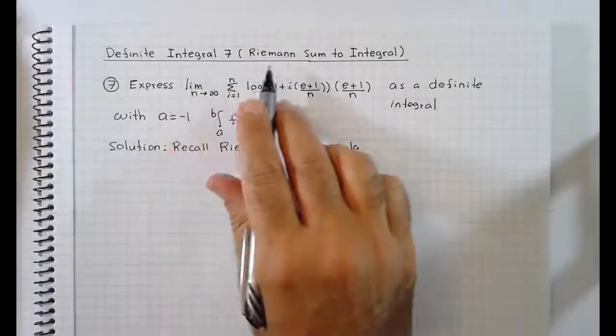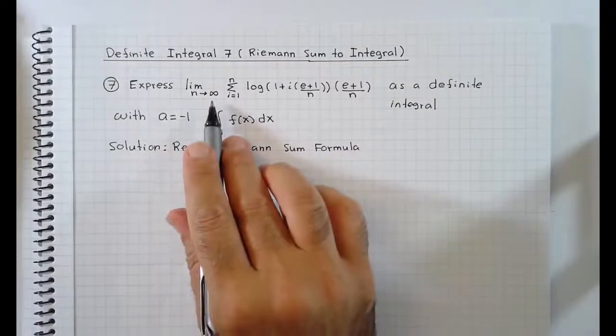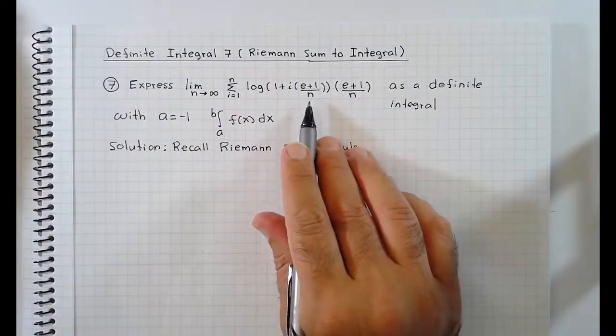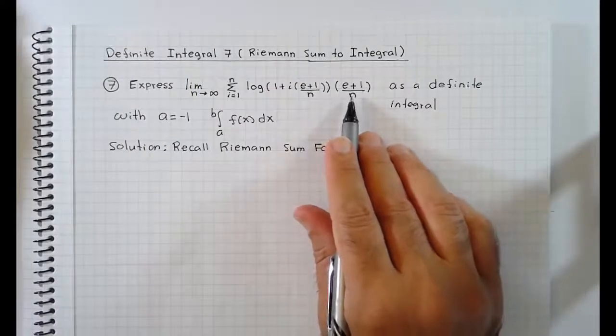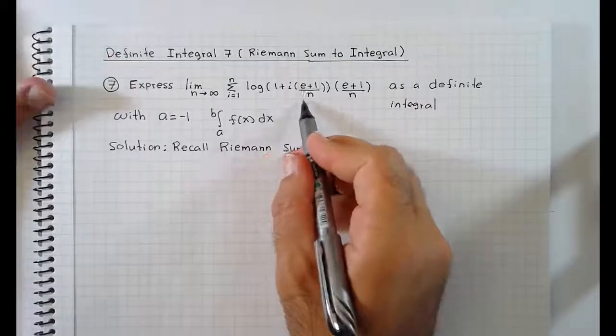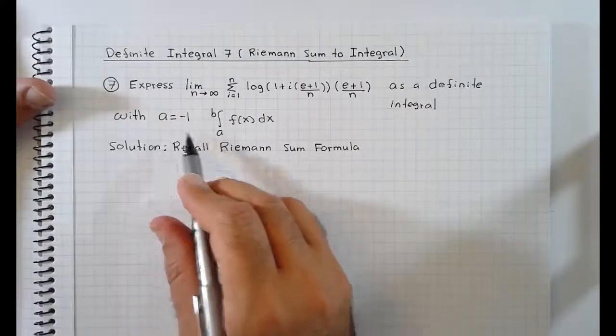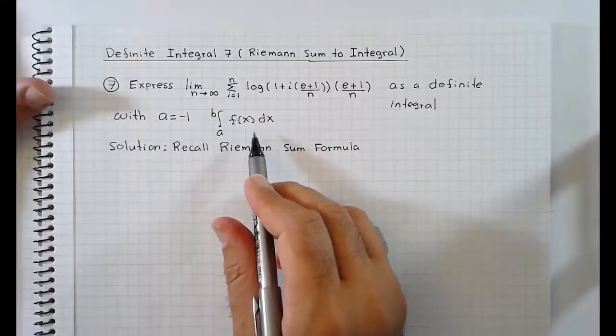Definite integral 7, Riemann sum to integral. Express the limit as n goes to infinity, sum from i equals 1 to n, of log of 1 plus i times (e plus 1)/n, times (e plus 1)/n. This is delta x, this is xi, and this is the function. Write it as a definite integral with a equals -1, integral from a to b of f of x dx.